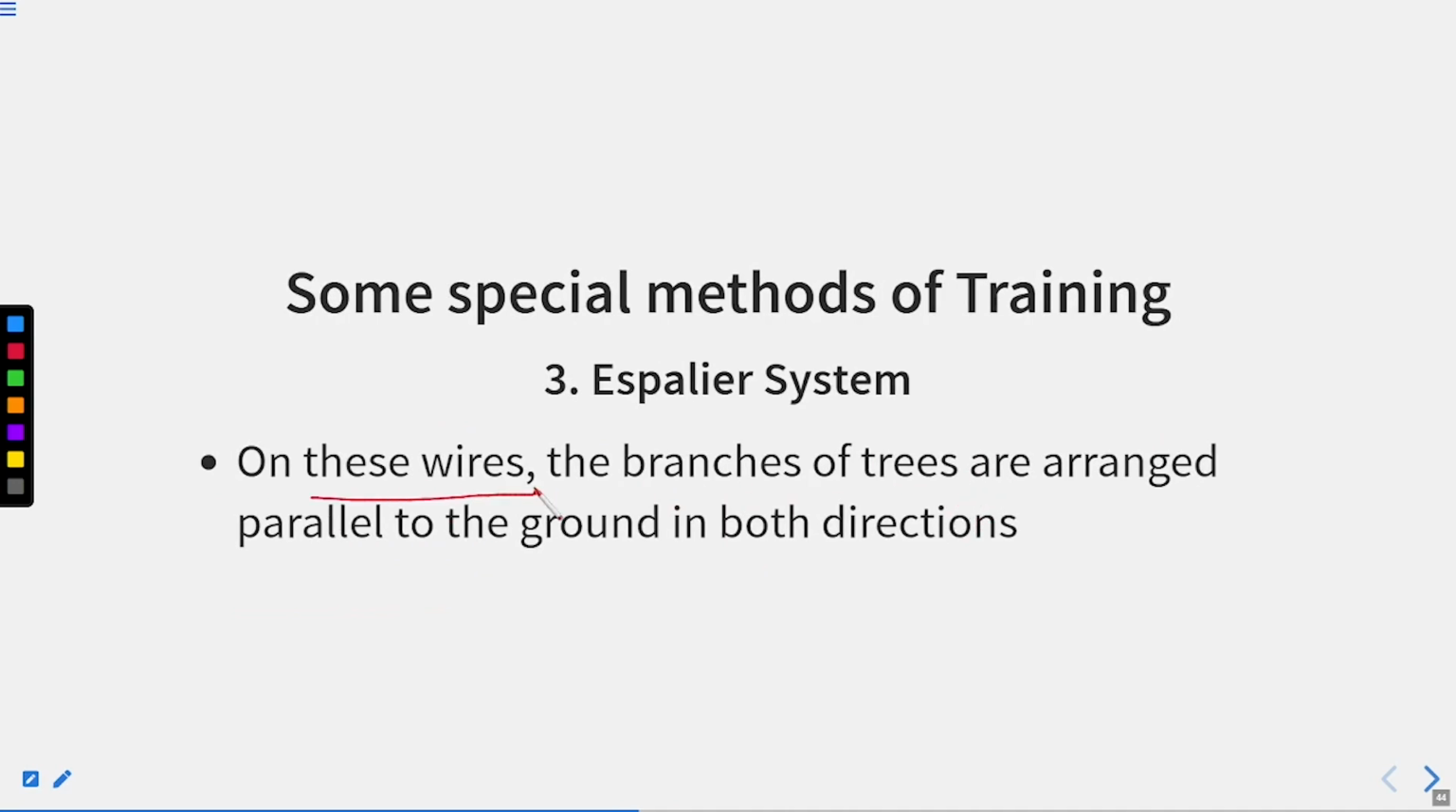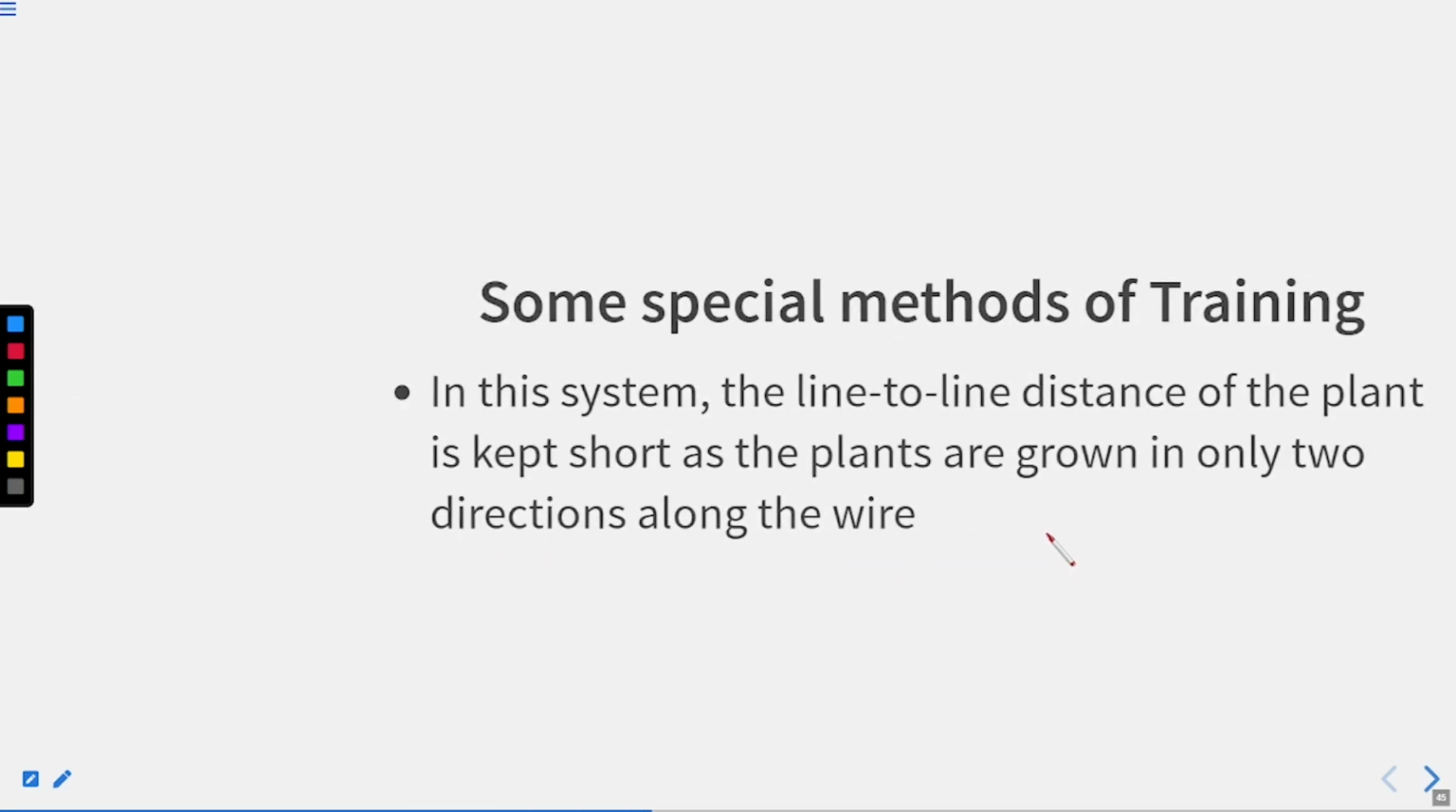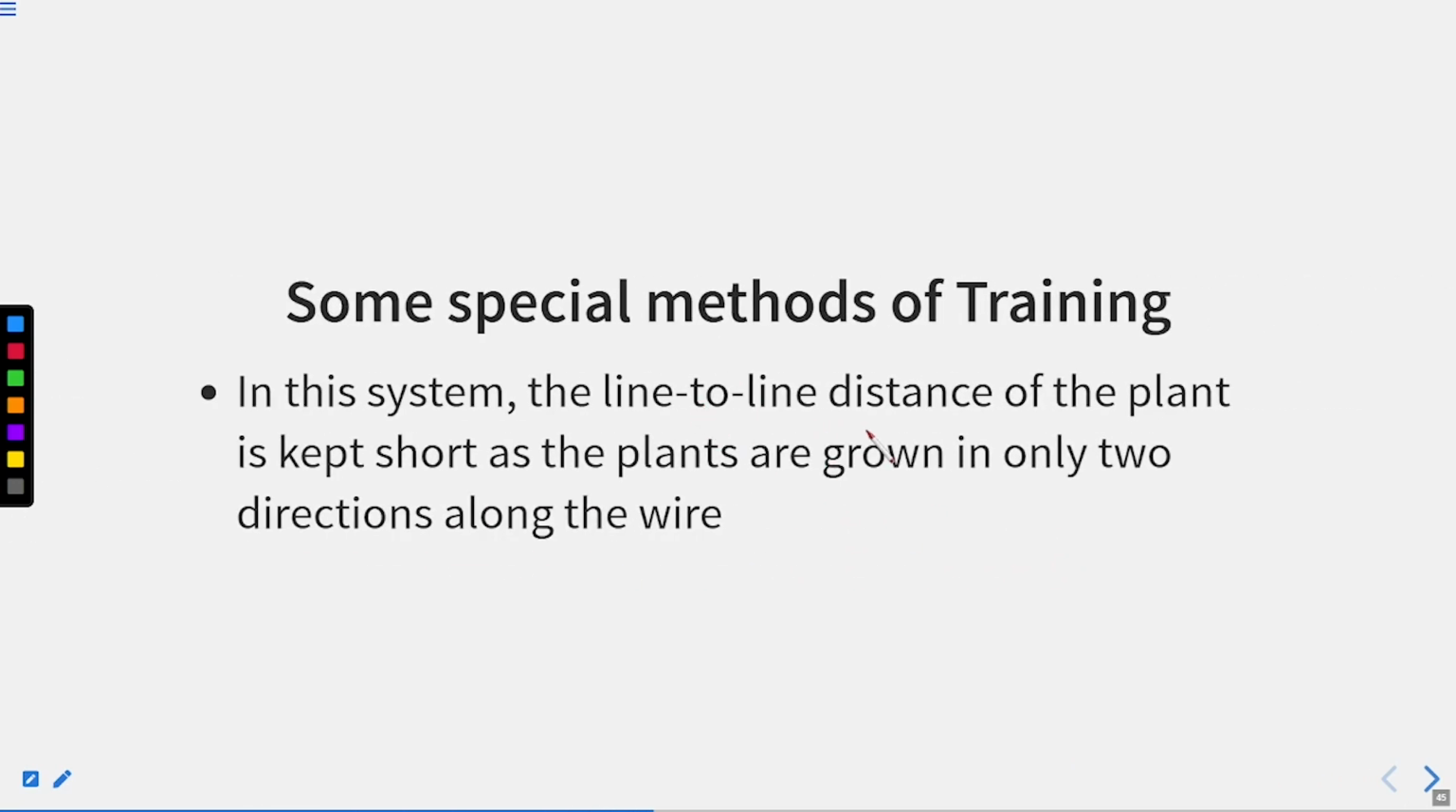On these wires, the branches of the trees are arranged parallel to the ground in both directions. In this system, the line-to-line distance of the plants is kept short as the plants are grown in only two directions along the wire. So in this system, line-to-line distance is maintained, and that is very, very important. We just allow the plant to grow in two directions.